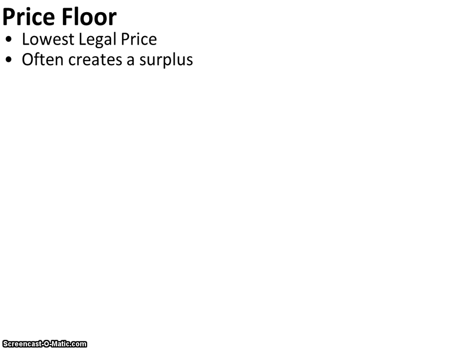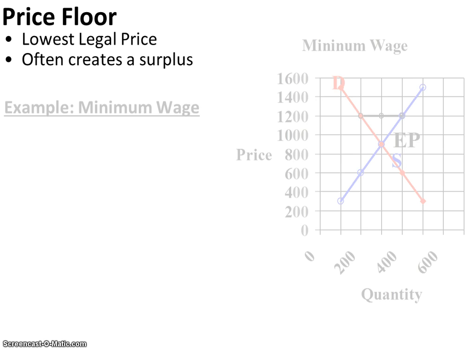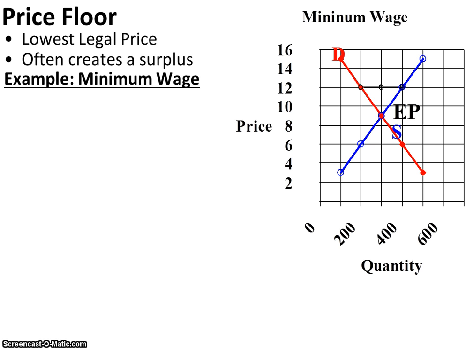Lastly, price floor. This, on the other hand, is the lowest legal price. This will often create a surplus as a result of a price floor. In this example, we're going to talk about minimum wage. This is something extremely important, not only to us in California because of what's going on with our minimum wage increases, but also nationally because there's a lot of talk of increasing the national minimum wage. There are good arguments on both sides, but I want to show you an economic argument that often reflects a negative aspect of minimum wage increases.